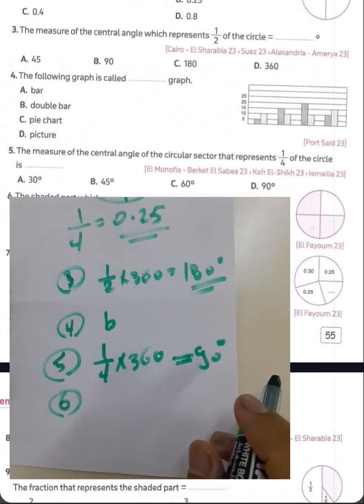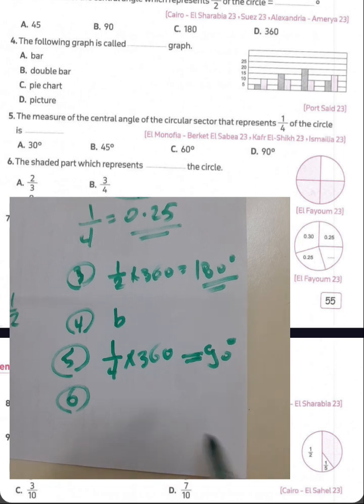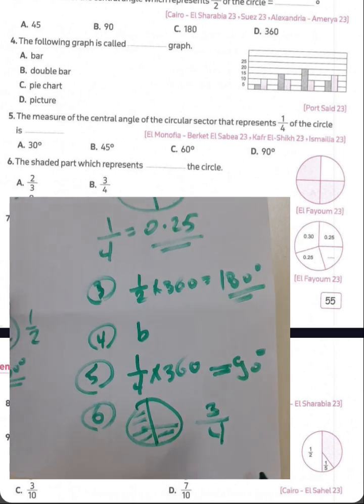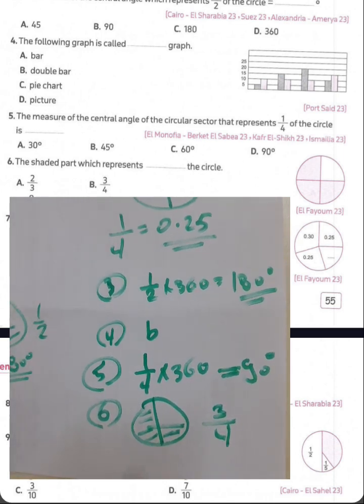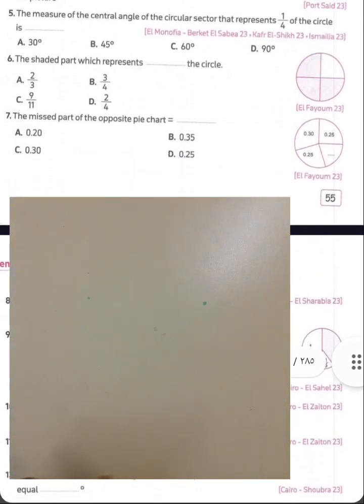Question number 6. The shaded part which is represented here, we have 3 parts colored from 4 parts. Then the result will be 3 over 4. Question number 6, the result will be 3 over 4. It was question number 6. The letter B.